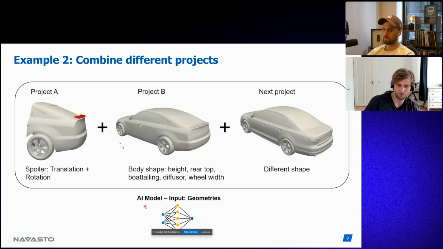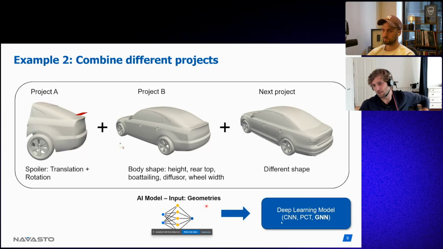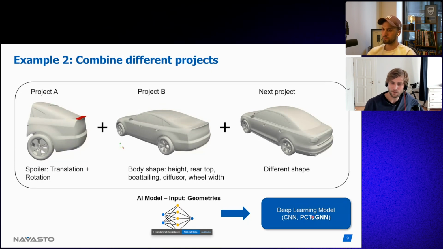So you have to create an AI model which uses really the geometries as an input. And there are different technologies like a CNN, convolutional neural network, a PCT, a point cloud transformer. But we at Navasto like to use a GNN, which gives you a lot of flexibility and works directly on the tessellated surfaces that are also usually the input for a new simulation.